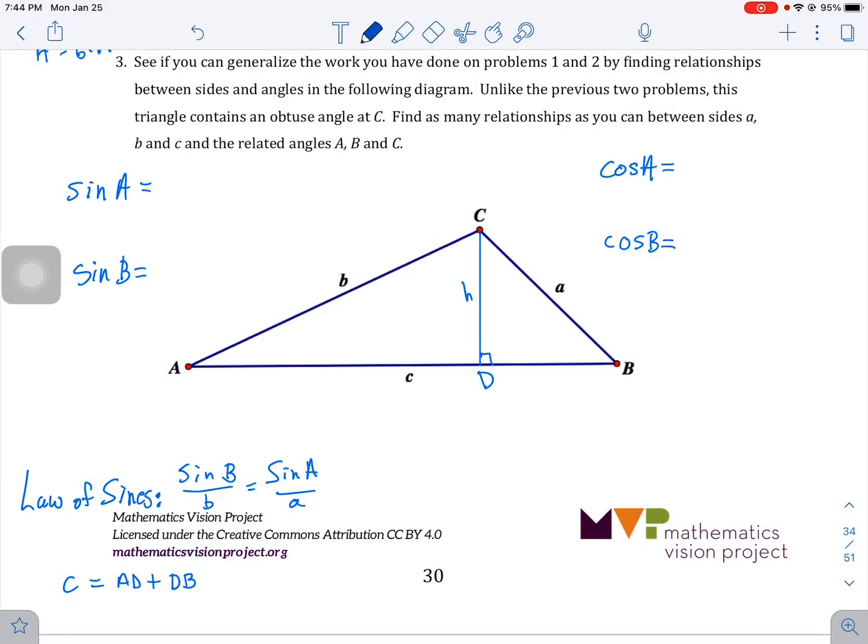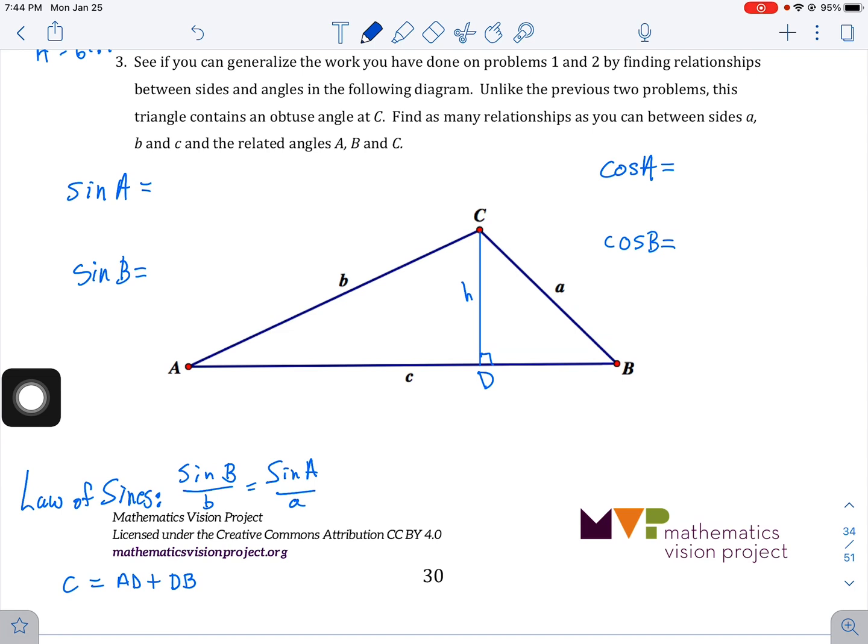All right, welcome back. We're still at task 5-6. This is the final triangle. This is where we are summarizing, generalizing, looking for patterns. Notice that I dropped an altitude here, segment CD. I'm going to call that H.